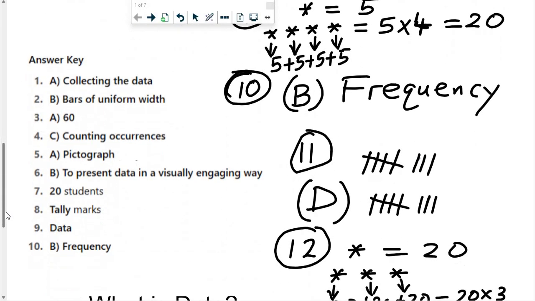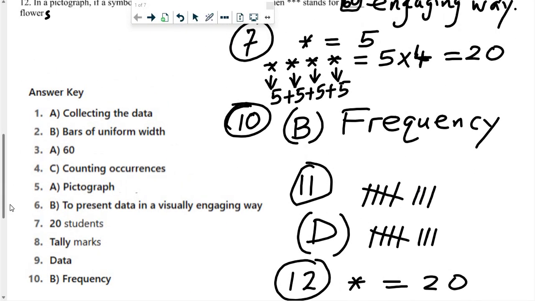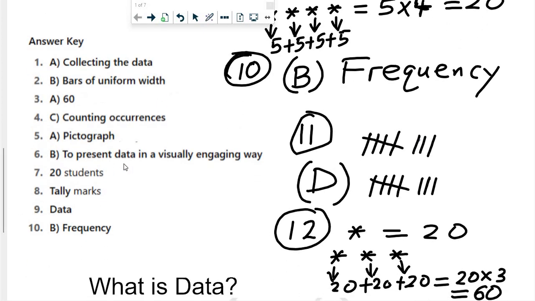And here I have printed an answer key of what I was trying to talk about. The first question is option A, correcting the data. Question number 2, bars of uniform width. Question number 3, A, 60. Question number 4, C, counting occurrences. Question number 5, A, pictograph. Question number 6, B, to represent data in a visual, engaging way.